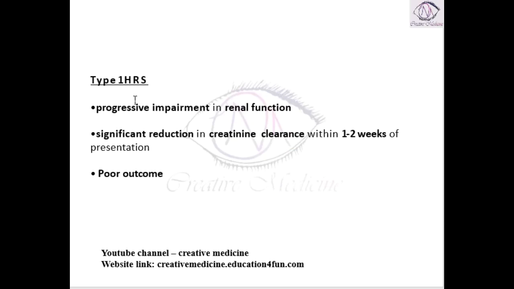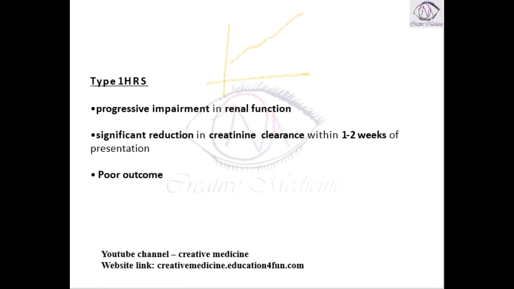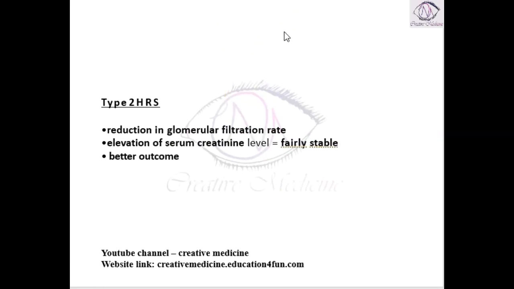So in type 1, there is reduction in creatinine clearance within 1 to 2 weeks. That means there is definitely elevated creatinine in the blood, and it progressively impairs. The severity increases slowly, whereas in type 2 there is reduction, but it is fairly stable. So that is the reason why there is a good prognosis for type 2 more than type 1.